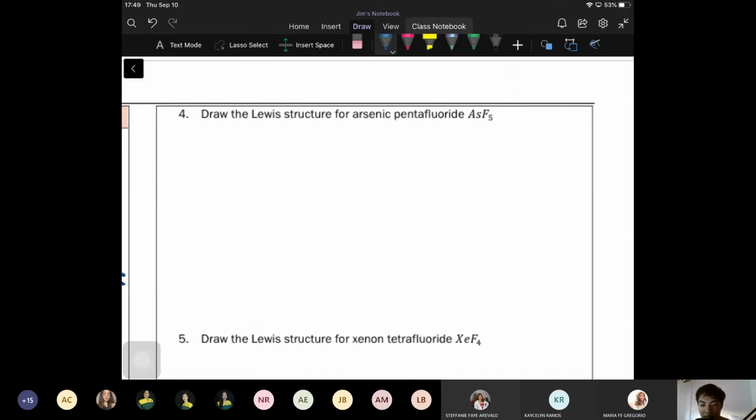So, since alam na natin, may intuition na tayo that this is a violation of the octet rule, hindi na ako mag-NASO rule. Ano yung gagawin ko? Count valence electrons. AS. Teka lang, hindi ko kabisado periodic table. 5. Okay, miss ako, hindi ko kabisado periodic table. Kasi sabi nga nila, hindi naman kinakabisado yung mga table.